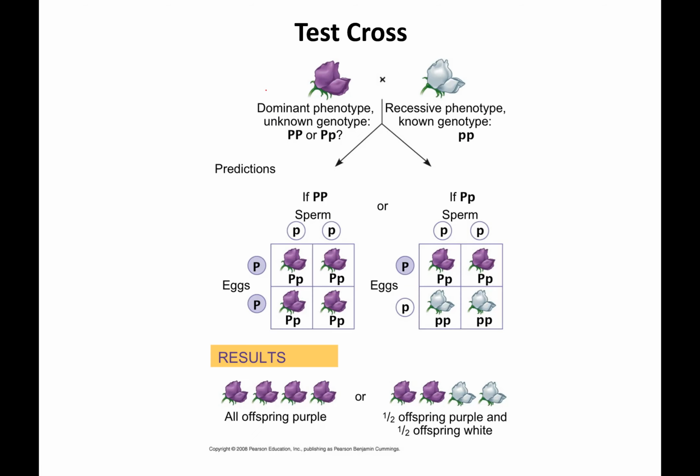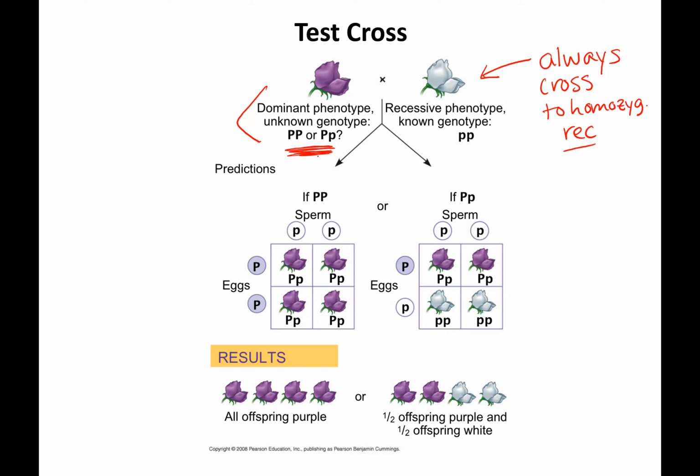A test cross, you take an organism of a dominant phenotype, unknown genotype. So it could be this or this. And you always cross it to a homozygous recessive, because we know this phenotype, little p, little p. And when you do this, because it's homozygous recessive, it doesn't mask any of the alleles from the parent. So they're going to show up in your offspring.